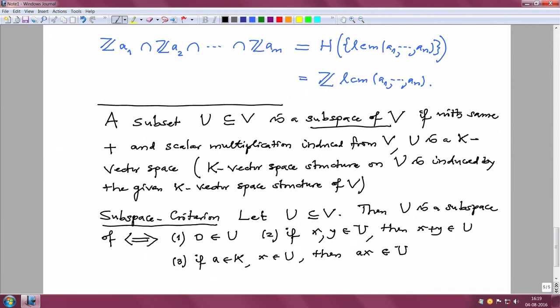Again, I will not write the formal proof for this. The proof is easy to write. You can also see the proof in the notes. I want to save some time by skipping such proofs.